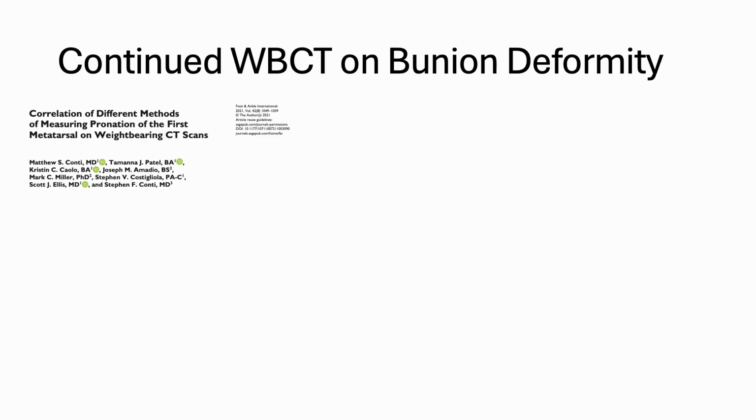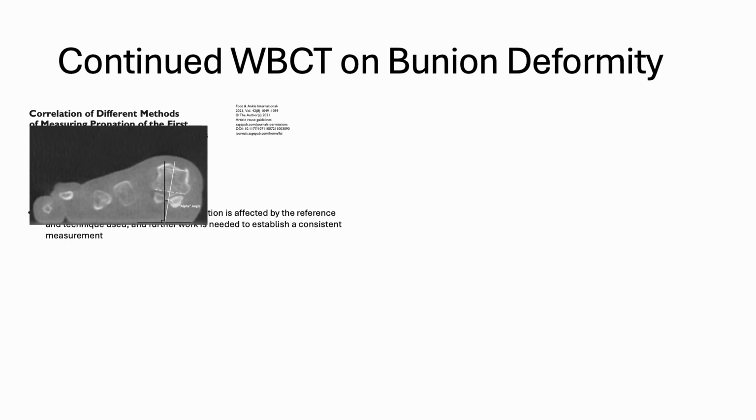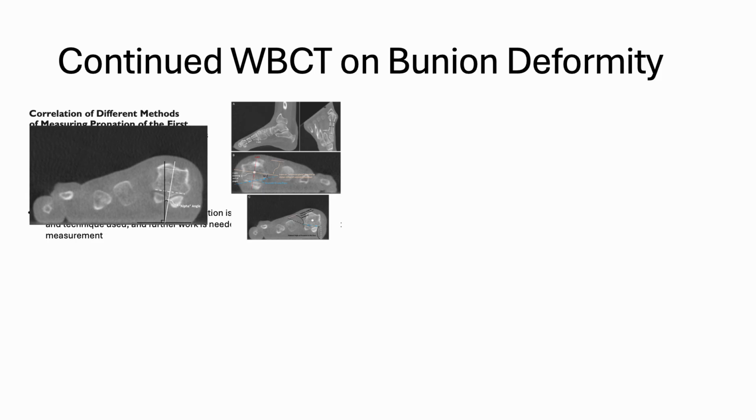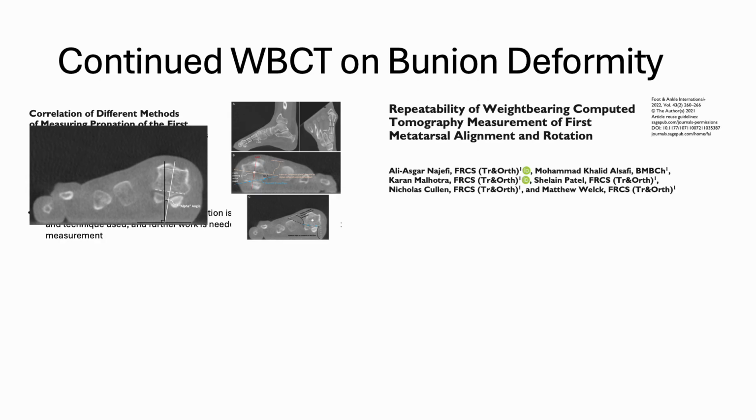All right, guys, here's just another evidence dump on weight-bearing CT scan and bunion deformity. I used this to help write our paper. Conti et al. found correlation of different methods of measuring pronation of the first metatarsal on weight-bearing CT scans. Basically, they found that if you use different methods, you're going to get different measurements based on the techniques used. They used the alpha angle, which is the most commonly used way to find if there's pronation, and then different other methods, and they said you might get different findings if you use different methods, which is reasonable to say: if you're not using it consistently, or if someone else is not using it consistently, or they're doing it a different way, you might get different findings.